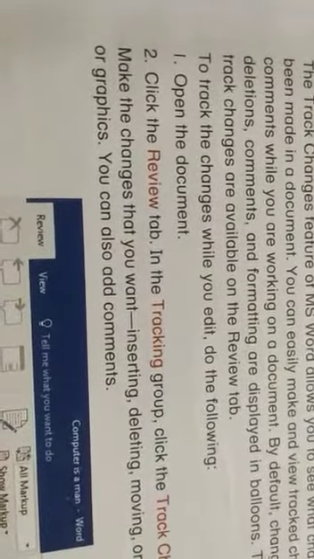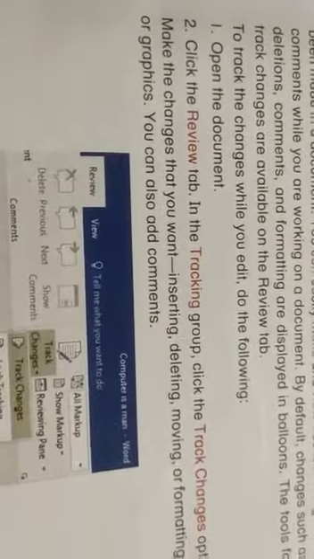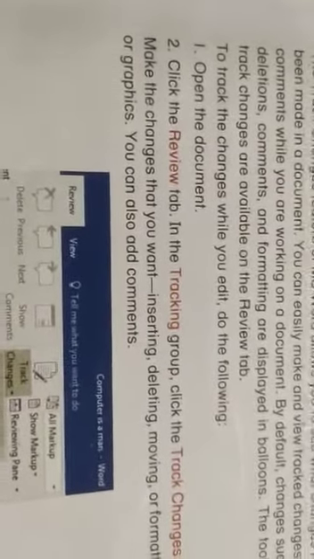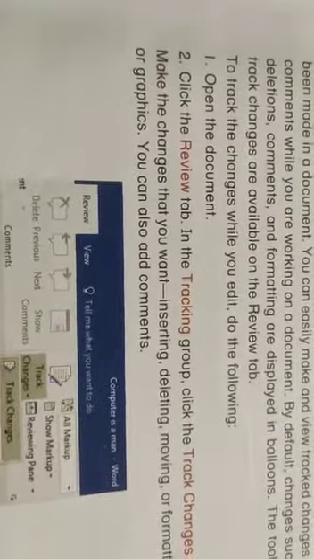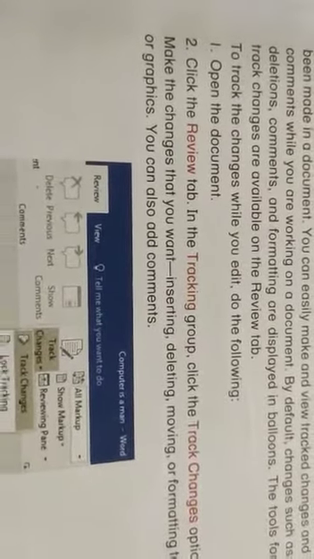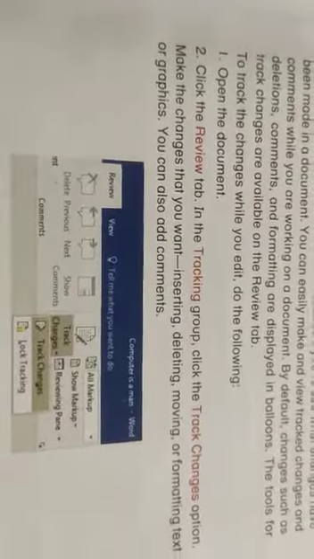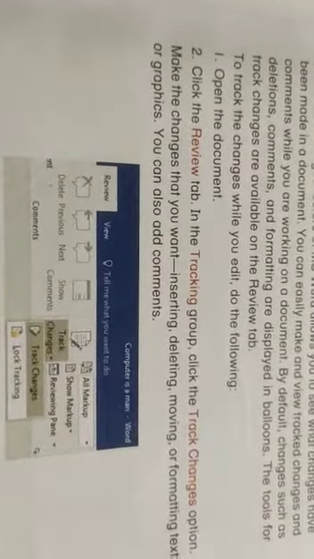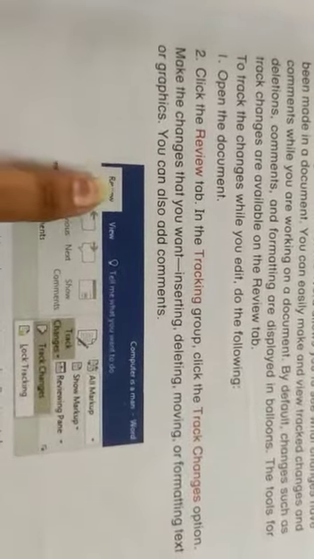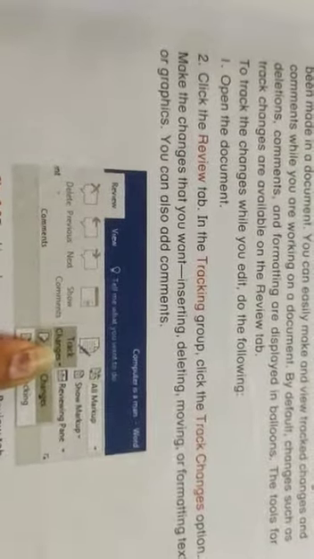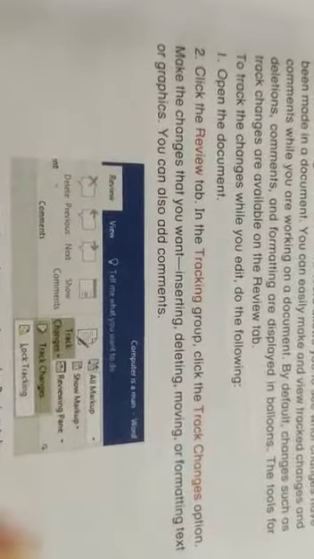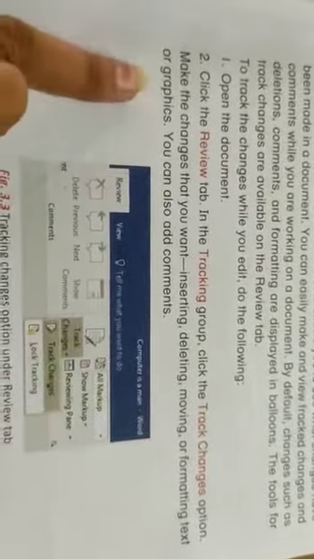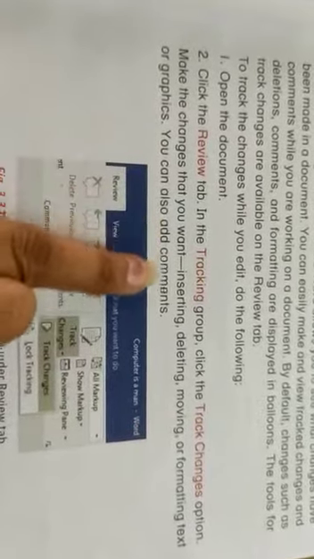To track the changes while you edit, do the following. First, open the document. We will open it in Word. Secondly, click the Review tab. In the Tracking group, click the Track Changes option. You will click the Review tab, then click on this, and then click on this. Make the changes that you want: inserting, deleting, moving or formatting text or graphics. You can also add comments.